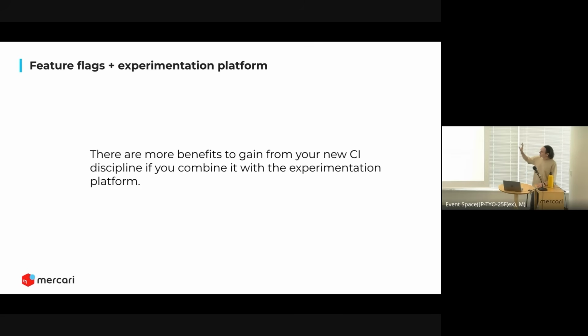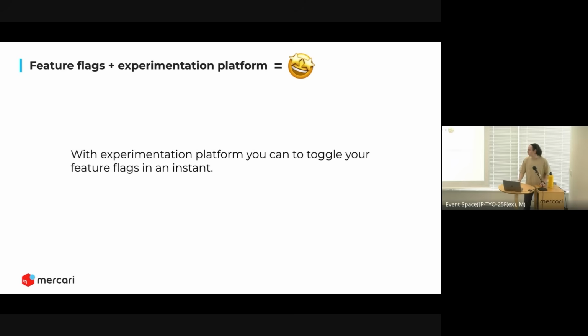If you use feature flags, your new learning discipline, and experimentation platform together, then there are so many more benefits that you can actually have. And together with your new discipline of CI, if you combine them, you can have a lot of interesting stuff. Let's see what you can do.